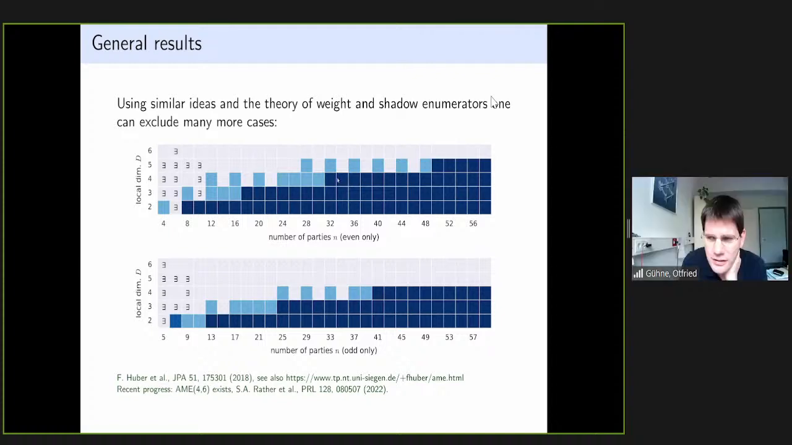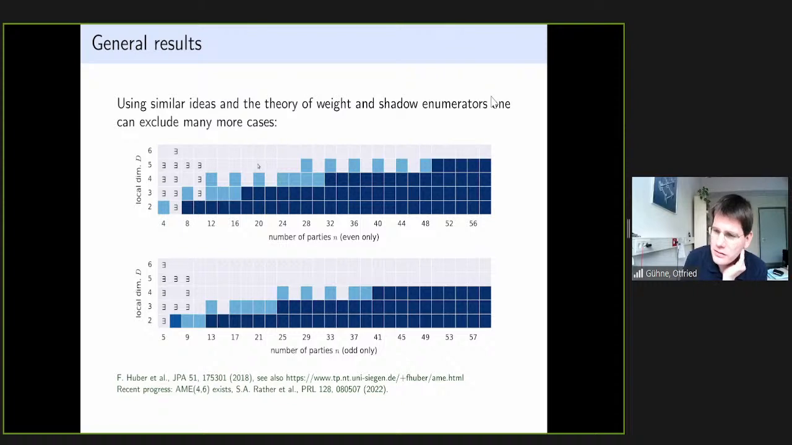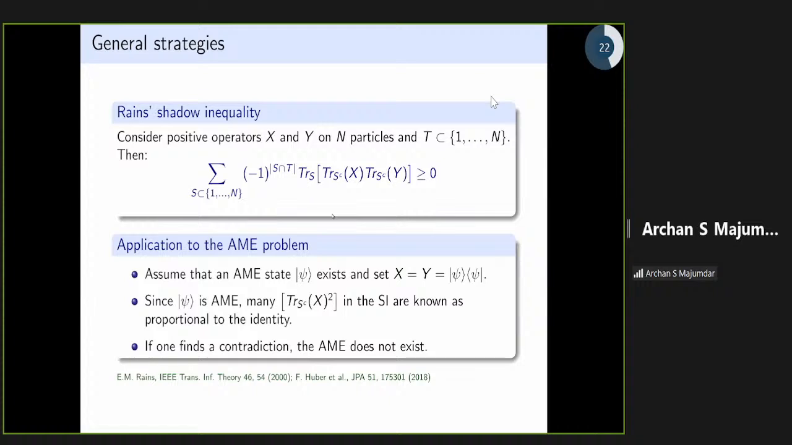Sorry? Getting muted. Sorry, I could not hear you. Can you hear me now? Yes. So could you please elaborate on these shadow enumerators? How are they obtained? Why are they called shadow enumerators?